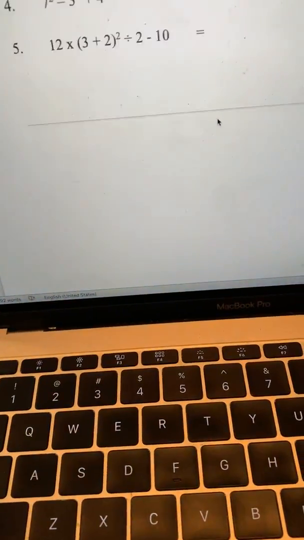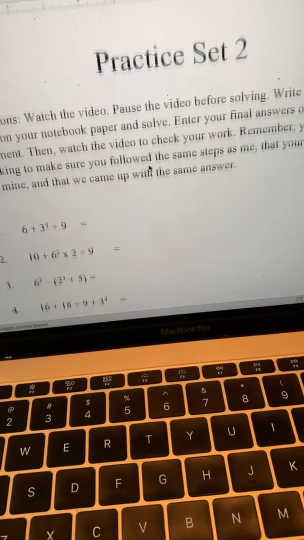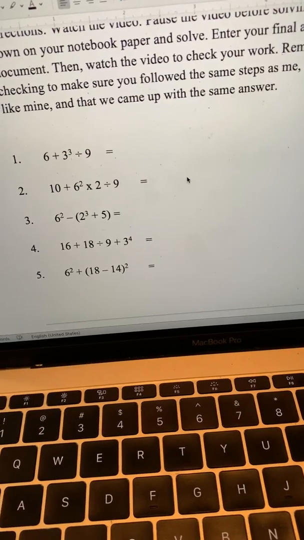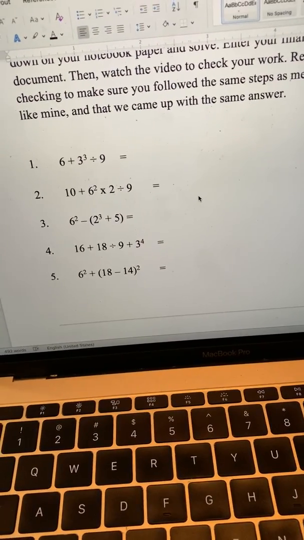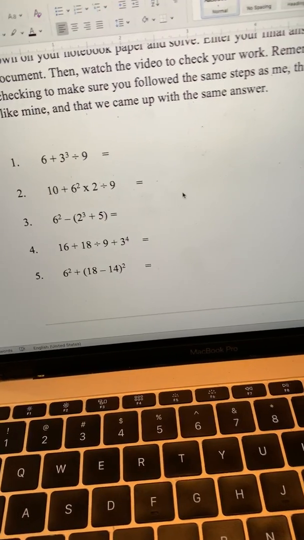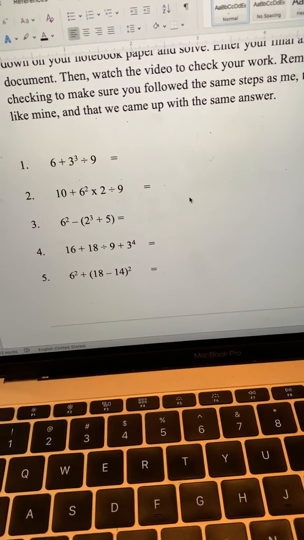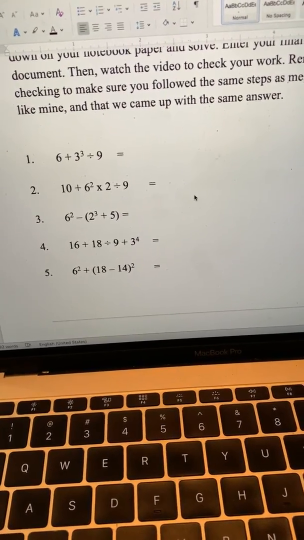Okay, we're back. We're now on practice set 2. We're going to follow the same exact steps for practice set 2. At this point, you should write these questions down on your piece of paper. You should pause this video. You should solve them, and then once you're done, you should come back and check your answers. Go ahead and pause your video now.